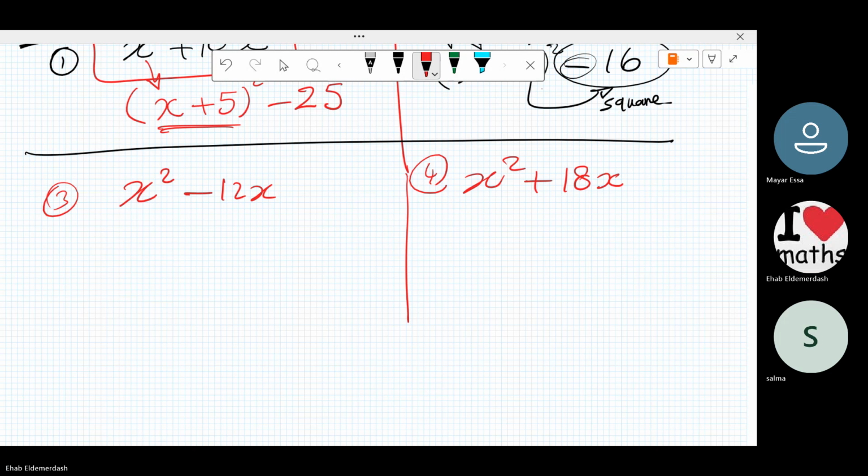Try this, يلا, who get the answer? Who get the answer? ماشي يا علي يلا هنا the answer will be x minus 6 squared minus 36. Is it difficult?